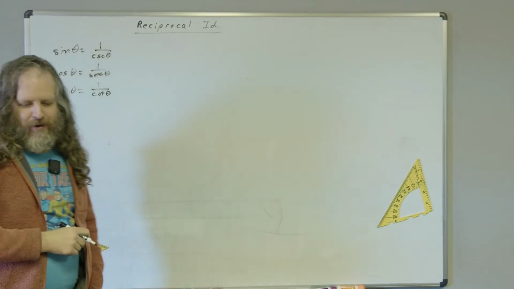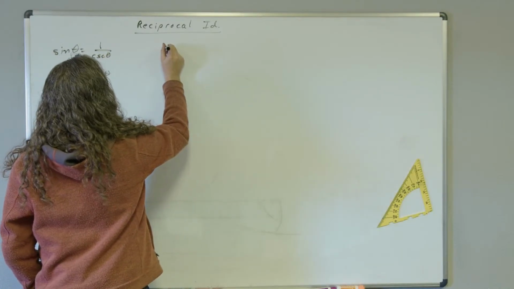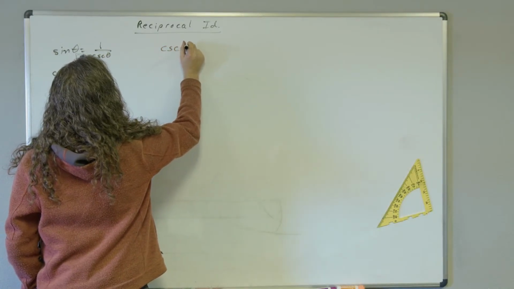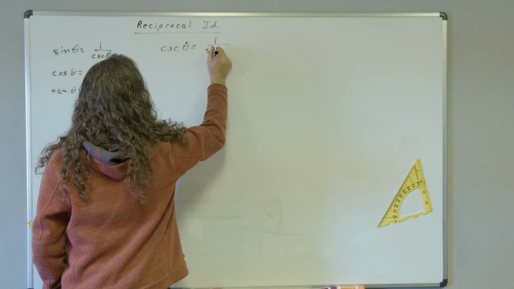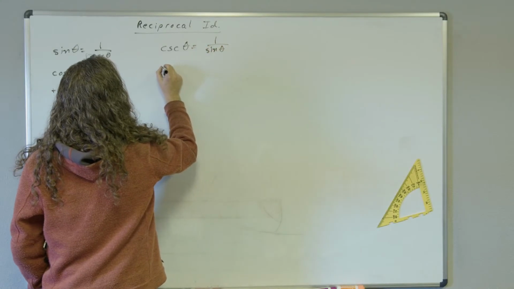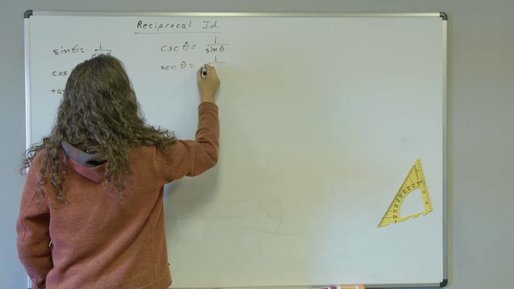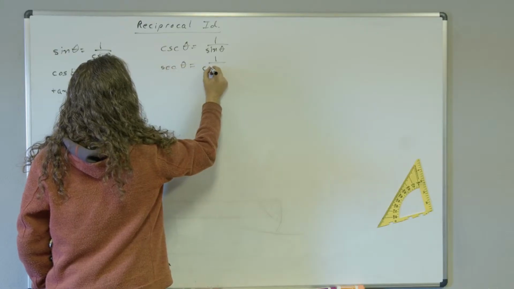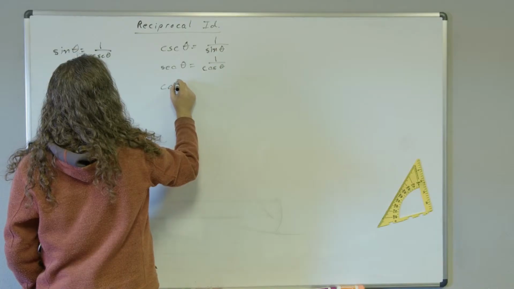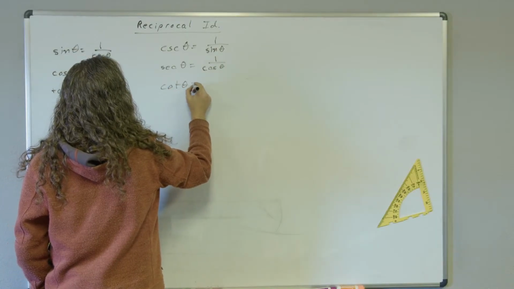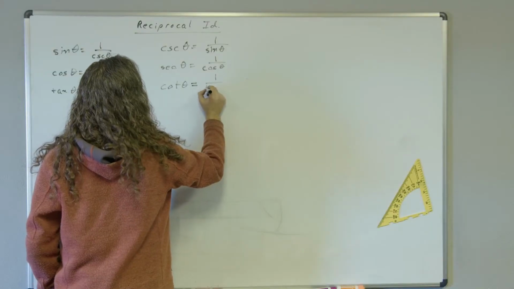You also know the rest of them. The cosecant of theta equals 1 over the sine of theta. The secant of theta equals 1 over the cosine of theta. And the cotangent equals 1 over the tangent of theta.